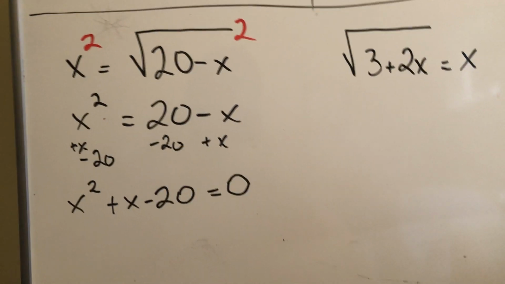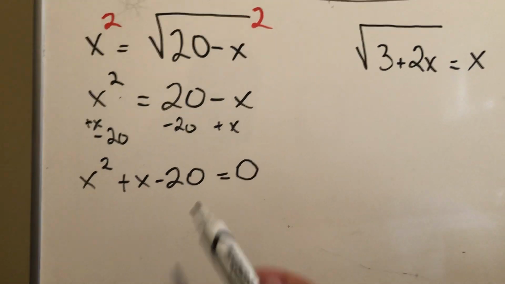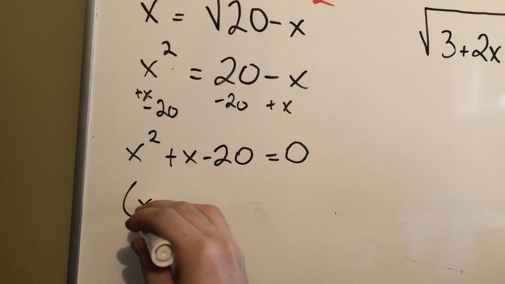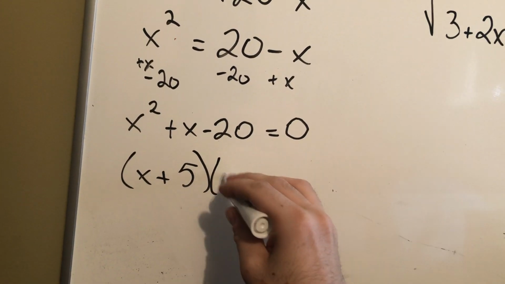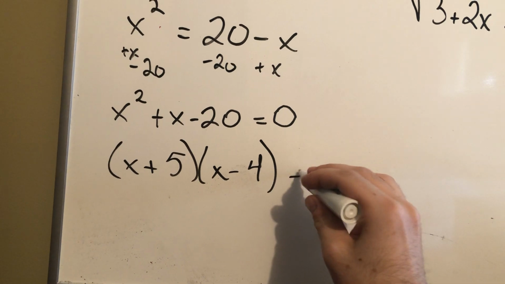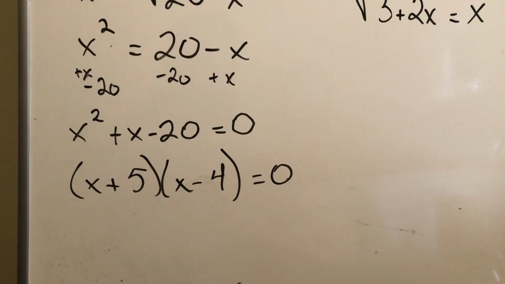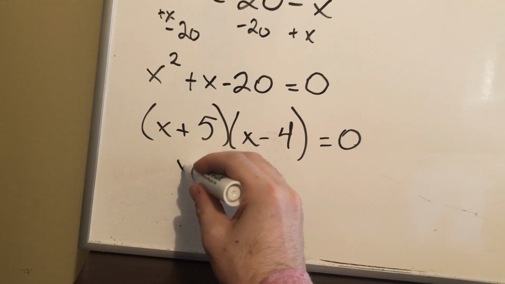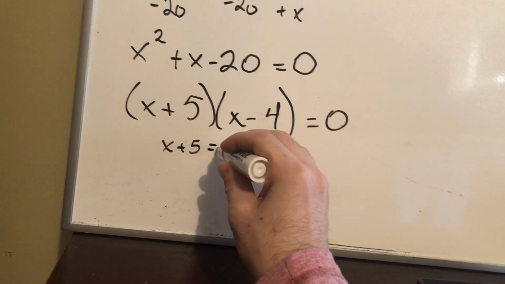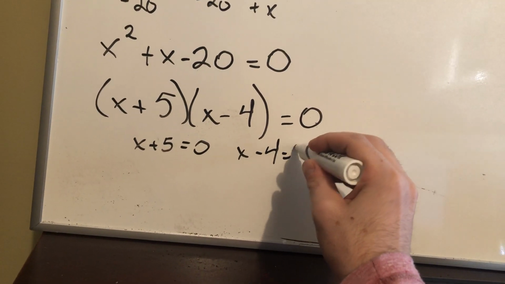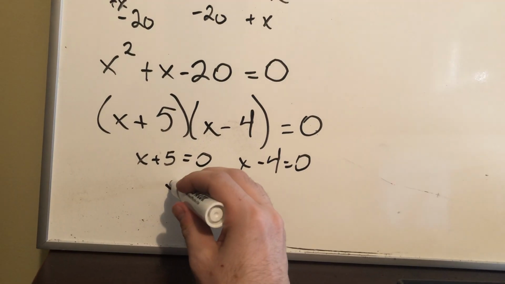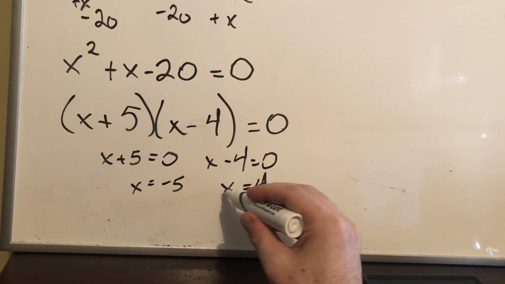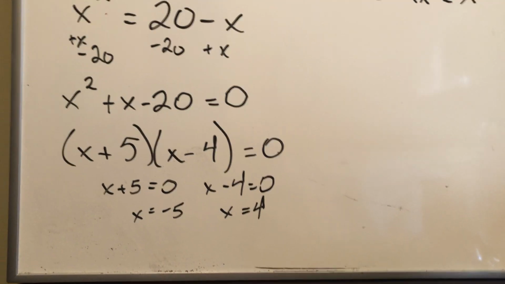So we want to zero out one side of the equation if you see an x squared term. We're going to factor this left side. So I need factors of negative 20 that sum to 1. It's 5 and negative 4. Use the zero product property to solve. So x plus 5 equals 0. And x minus 4 equals 0. Two solutions this time. And we get negative 5 and 4.